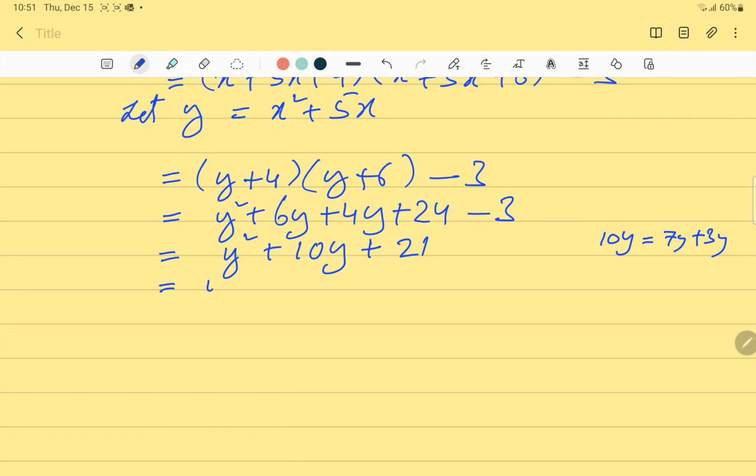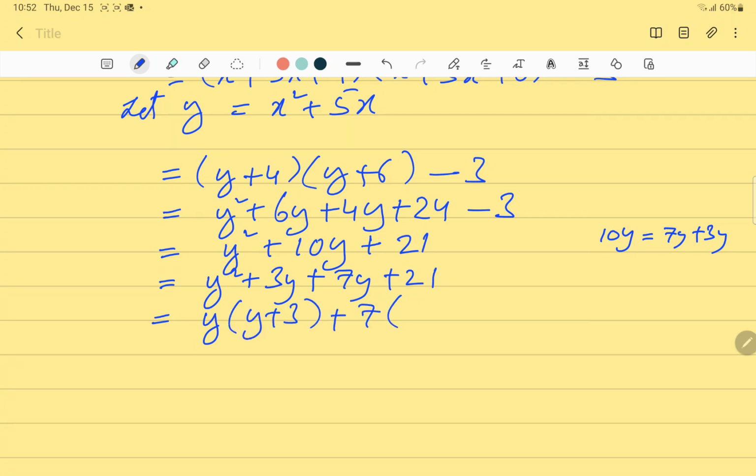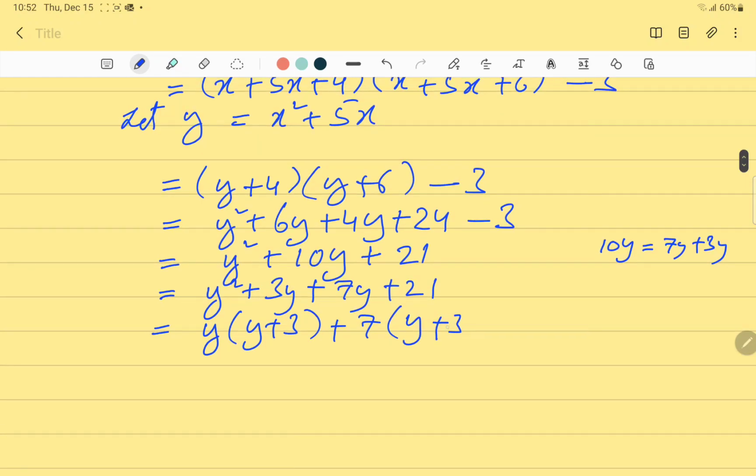Okay, so y squared plus 3y plus 7y plus 21. Now y is common in the first two terms and 7 is common in the next two terms. In both the cases we get (y+3) inside the bracket. So now we take (y+3) as common. So the second bracket will be (y+7).